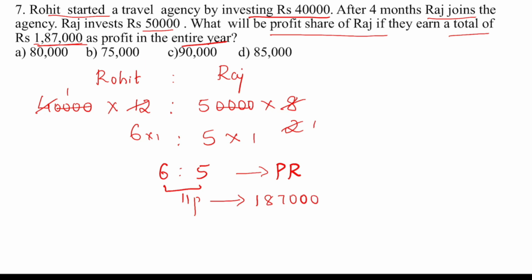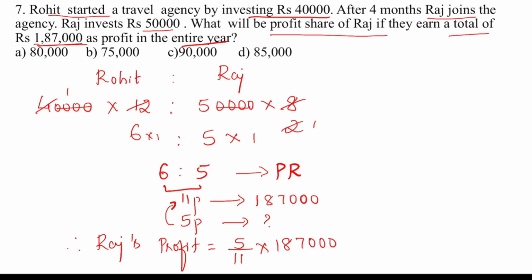Then they are asking Raj's profit. Raj's profit is how many parts? 5 parts. So 5 parts is how much? Therefore Raj's profit is equal to 5 by 11 into 1,87,000. So 11 ones are 11, 11 sevens are 77 and 3 zeros. So 17 fives are 85 and 3 zeros. So 85,000 is the profit of Raj. Okay. Next problem.